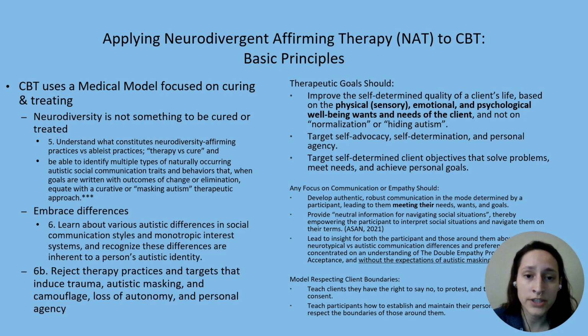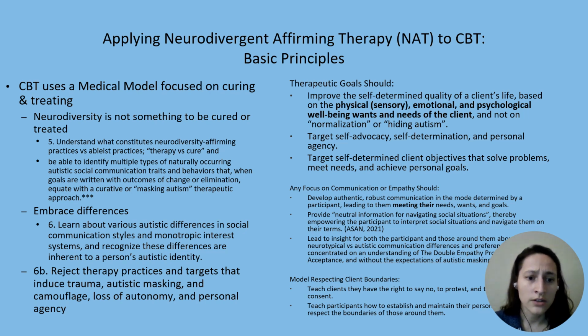So, applying neurodivergent affirming therapy, or NAT, to CBT. Now we're going to focus on some of the basic principles of CBT and how they can be informed by neurodivergent affirming therapy. CBT uses a medical model focused on curing and treating. Neurodiversity is not something to be cured or treated. So it's important to understand what constitutes neurodivergent affirming practices versus ableist practices, and be able to identify multiple types of naturally occurring social communication traits and behaviors that, when goals are written with outcomes of change or elimination, equate with curative or masking autism therapeutic approaches.